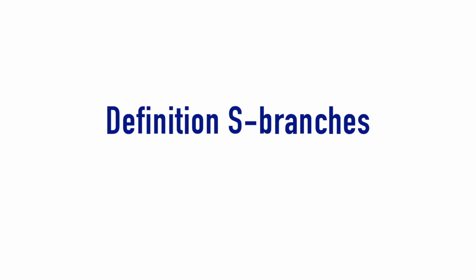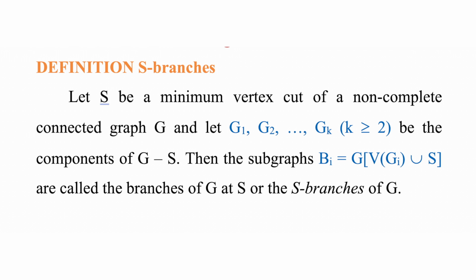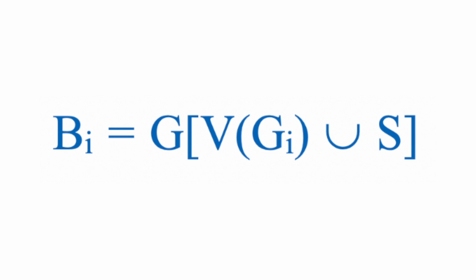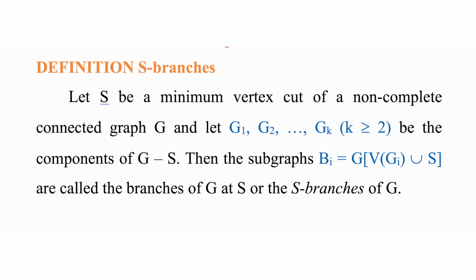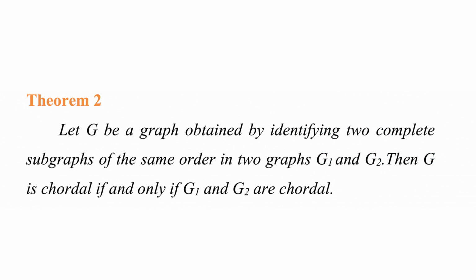Let us see the following definition of S-branches. Let S be a minimal vertex cut of a non-complete connected graph G, and let G1, G2, ..., Gk, where k is greater than or equal to 2, be the components of G minus S. So, S is a vertex cut, so obviously we have components, and we are taking the components as the Gi's. Then the subgraphs Bi equal to G of V of Gi union S are called the branches of G at S, or the S-branches of G. Let's see the following theorem.